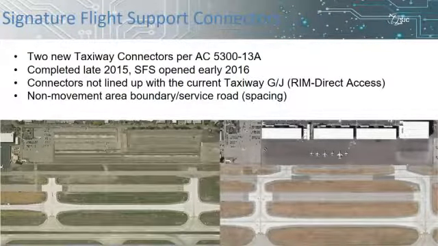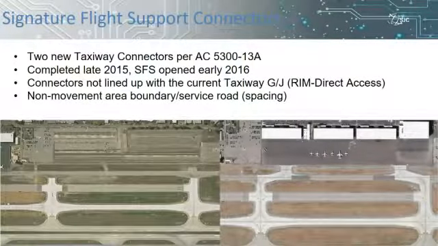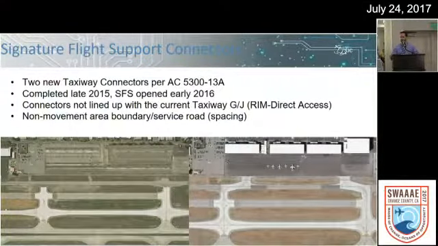All right, so the signature flight support connectors. We built two new connectors, again, northwest portion of the field. We designed them to the updated Airport Design Advisory Circular, 13A. They were completed about late 2015, and Signature, if I haven't mentioned that as well, Signature was brand new. That was the whole purpose of the project, so we were building the FBO. Signature opened in early 2016, right in time for the Super Bowl, which we hosted in February, and surprisingly, we didn't have too many issues. It went pretty smooth, so there's that good takeaway from that.